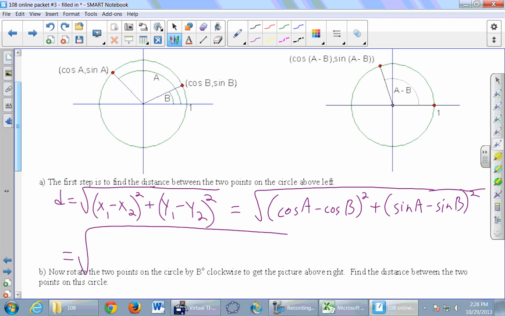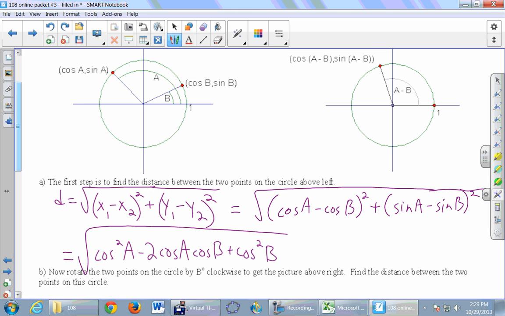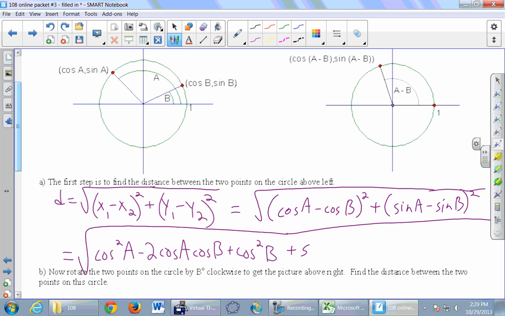So cosine A minus cosine B squared is cosine squared of A minus 2 cosine A cosine B plus cosine squared of B. If you don't see that, then pause the video and write cosine A minus cosine B times cosine A minus cosine B. FOIL it out and you should get what I've written. Now we'll do the second one. Plus sine squared A minus 2 sine A sine B plus sine squared B.